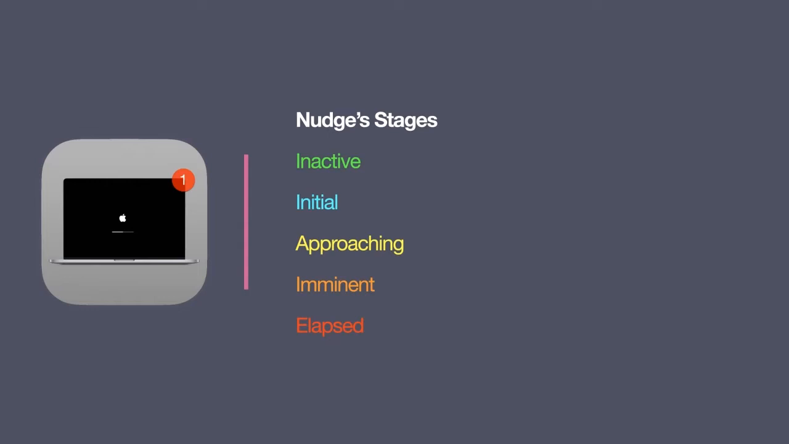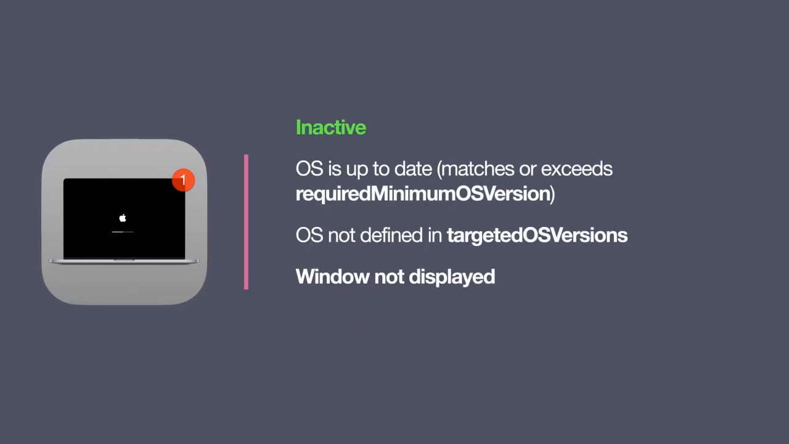Before we get into it, we really need to understand that Nudge has essentially 5 stages or levels as we get closer to and pass the required installation date. You could say they're a little bit like the DEFCON system. So we'll say DEFCON 5, for example, and Nudge is inactive. In this state, it won't display a window. The condition for this is that the installed version of macOS is greater than or equal to the required minimum OS version preference, or the installed version of macOS is not listed in the targeted OS versions array.